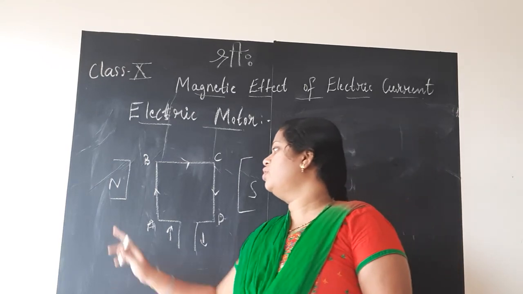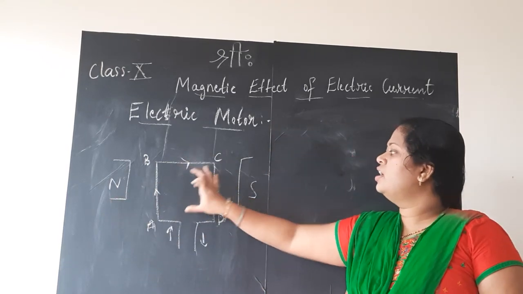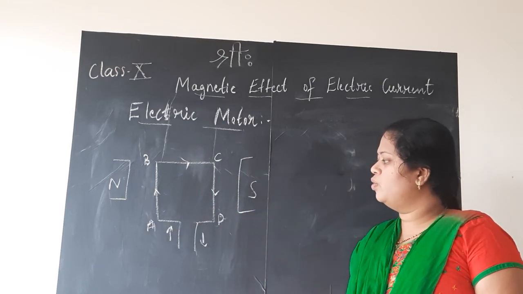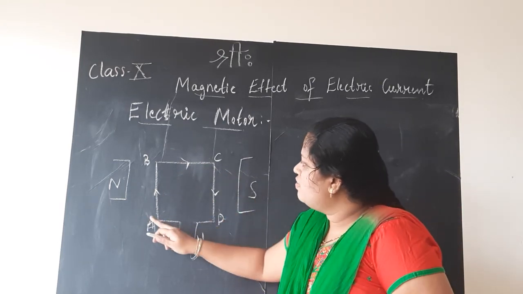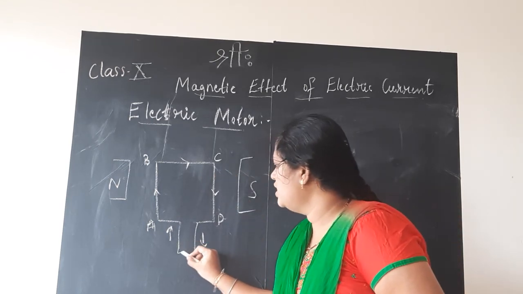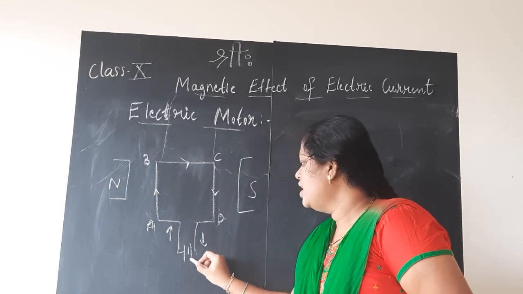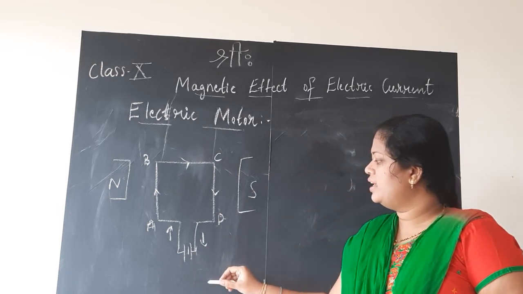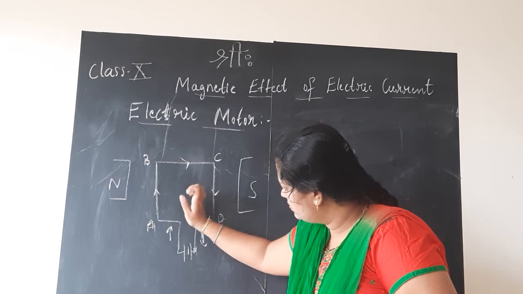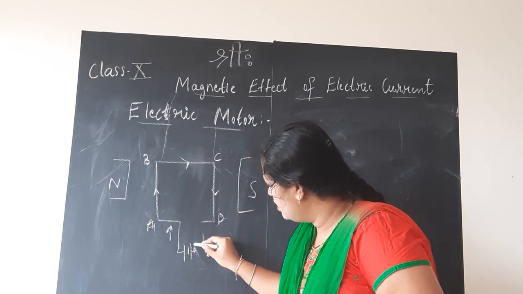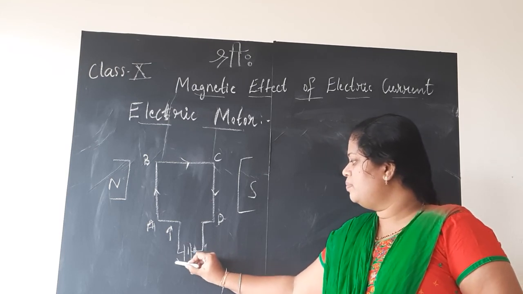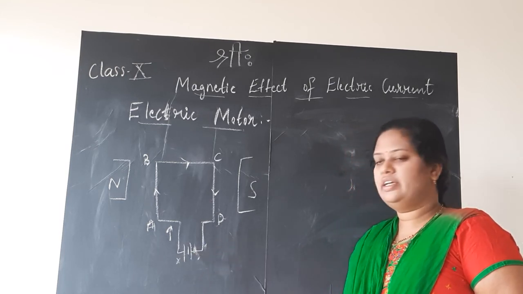So please be careful. Now I have placed this rectangular wire ABCD in between the poles of the magnet, that is north pole and south pole. Now the other ends of the wire I will connect to the battery, both positive and negative. The long line is positive and the short line is negative, children.